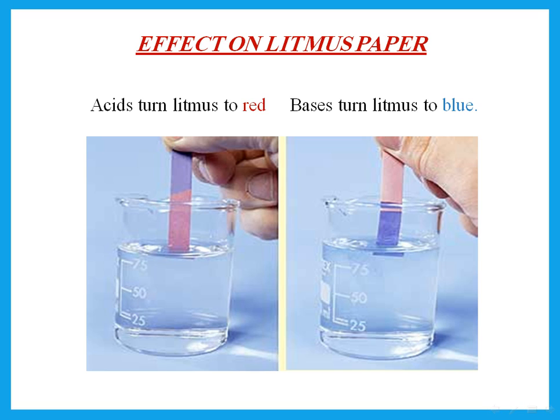First, if I want to know if a solution is an acid or a base, I can use litmus paper. As you see, the solutions in both beakers are colorless, so they look just like water. Now, in order to know which one is an acid or which one is a base, I can insert a litmus paper. If it changes from blue to red, this is an acid. If it changes from red to blue, then that's a base. So remember that acids will turn litmus paper red, bases will turn litmus paper blue.